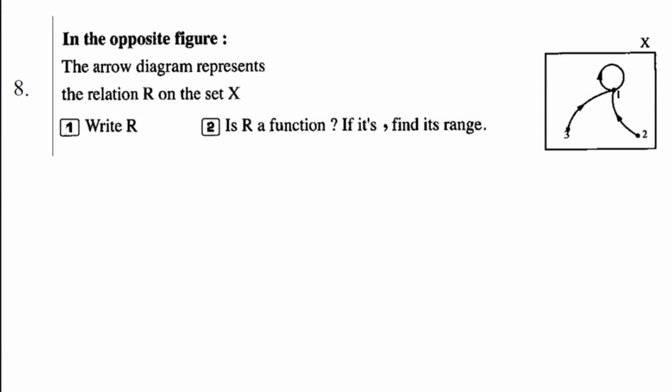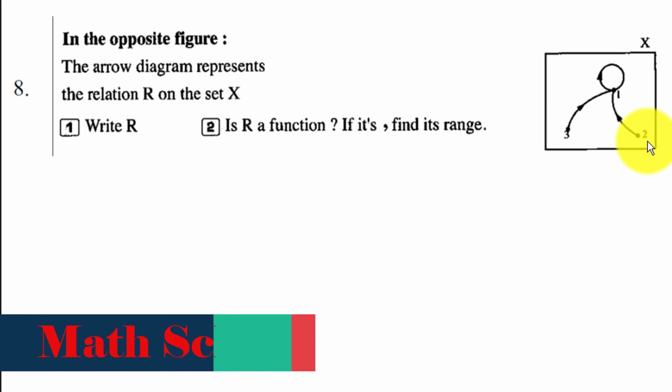Number 8, we have here an arrow diagram representing the relation R on the set x. We have here just one set, which is x. Write R. Is R a function? If it is, find its range. Look at the diagram we have, or the shape we have. To find R, we have here 3 elements, 1, 2, 3. The first ordered pair is what? It is 1 and 1. Second, 3, 1. The third is 2, 1.